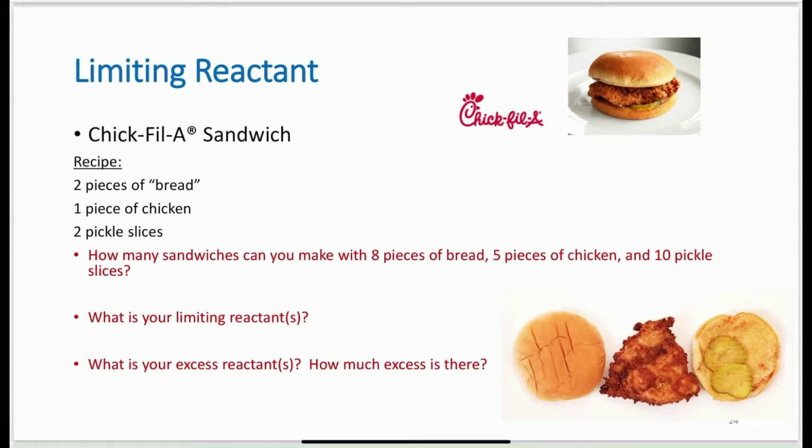Now, most of us look at this and think, okay, put 2 pieces of bread together, a piece of chicken, and a pickle. Cool. We can write this as a balanced equation though. We're going to use BR to represent bread, CHI to represent chicken, PIC to represent pickle, and SAND for sandwich.